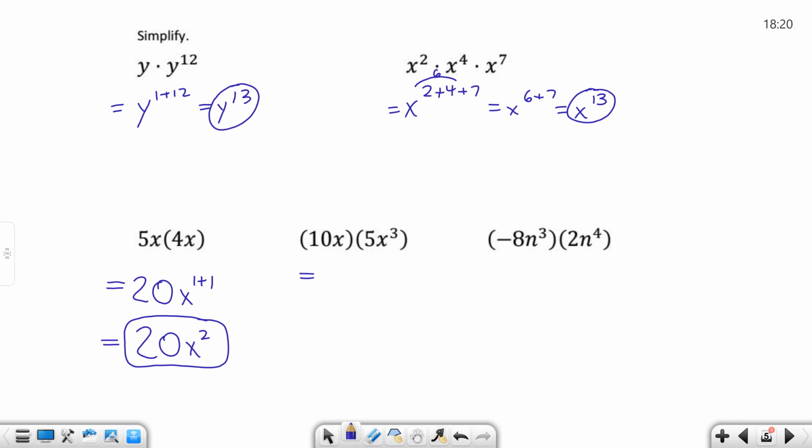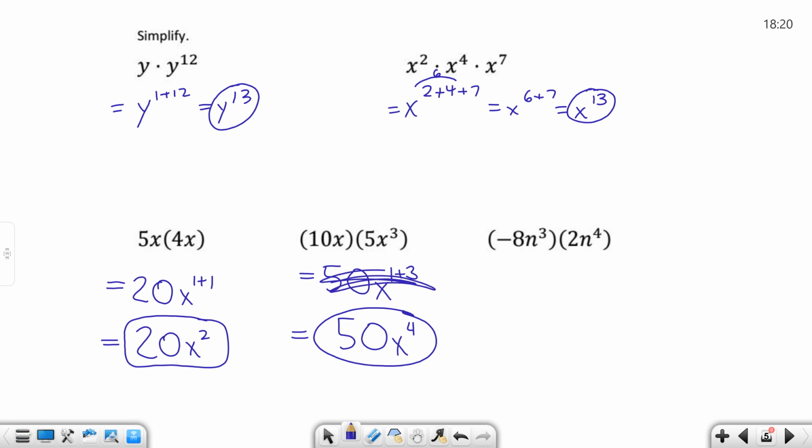So you multiply the 10 times the 5 and get 50. And then you say x, and there's a 1 there. So x to the what? 1 plus 3 is 4, 50x to the 4th. Now, I want you to get to the point, if you're not there already, of being able to say 50x to the 4th without writing this step down. I want you to be able to do, okay, that's a 1 understood. So 1 plus 3 is 4. And you go straight to that part. And don't show me all the steps in between.